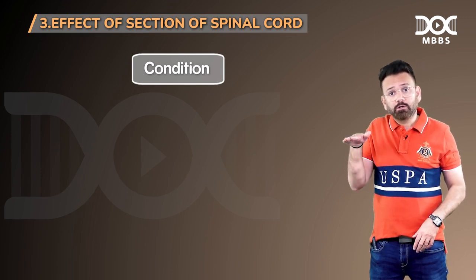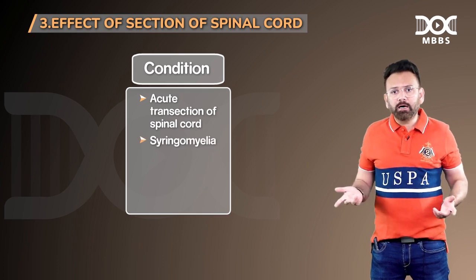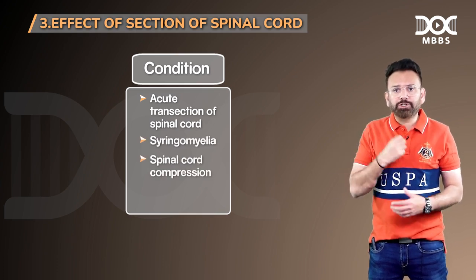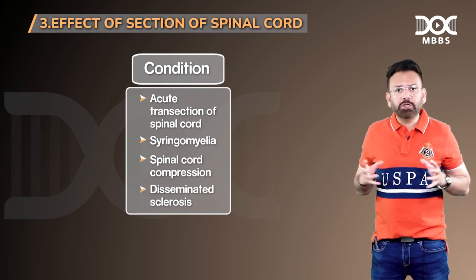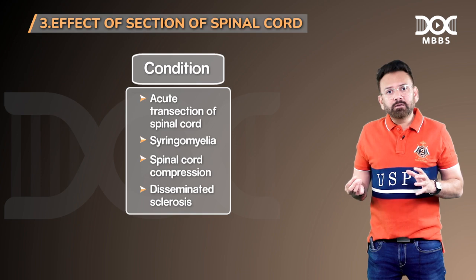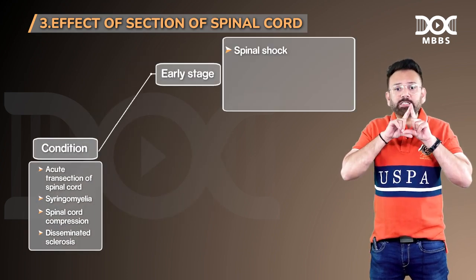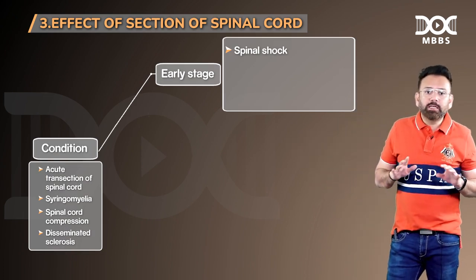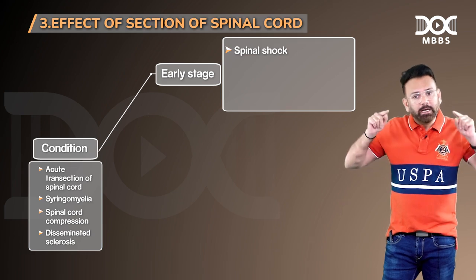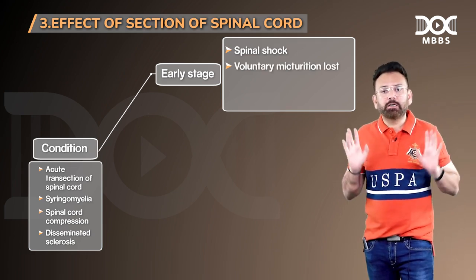Section of spinal cord. When there is transection of the spinal cord, or syringomyelia, or some spinal cord compression, or disseminated sclerosis, in all those conditions, initially in the acute condition, in the early stage, there will be spinal shock. All reflexes will go away. This is called spinal shock. So in the early stage, voluntary micturition vanishes completely.